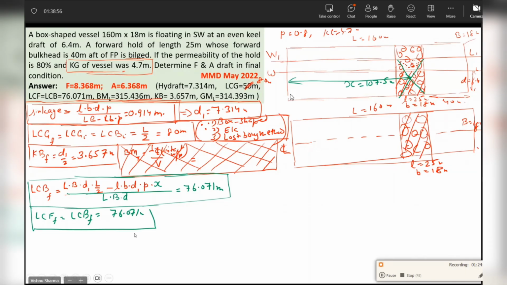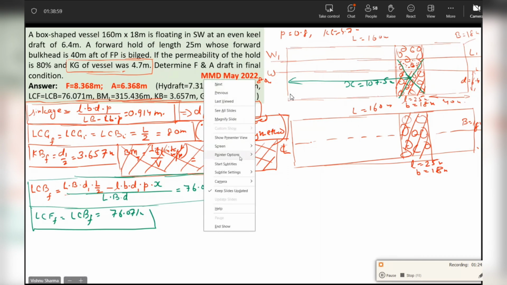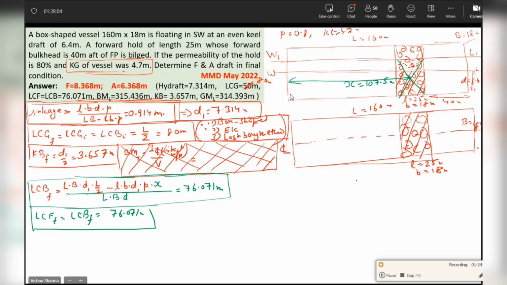Okay. Now with LCF calculated, pay attention now. Some of you may still need more reinforcement of that. Mark the center of flotation on the water plane. Center of flotation is somewhere here on the water plane. With this distance, mark the distances now. This distance represents AF equal to 76.071 meters. Okay. Now I draw an athwartship axis through F and I mark it as FF.